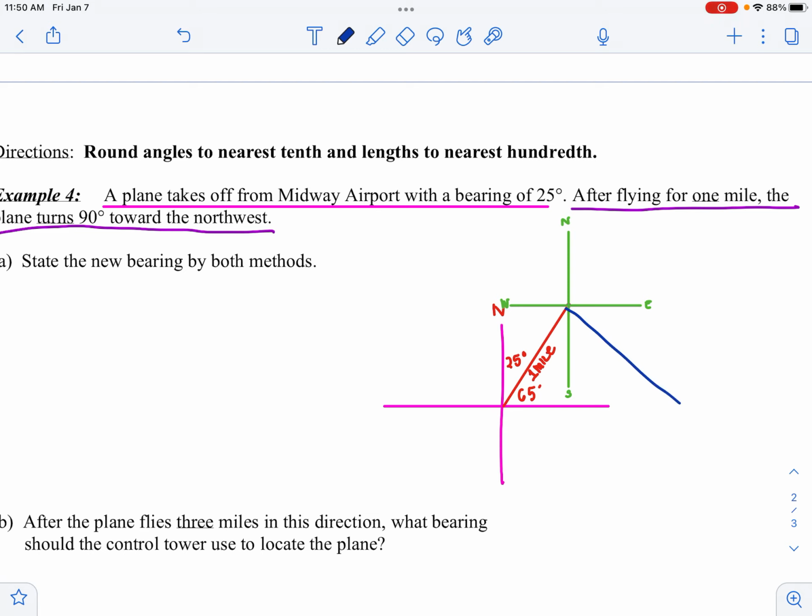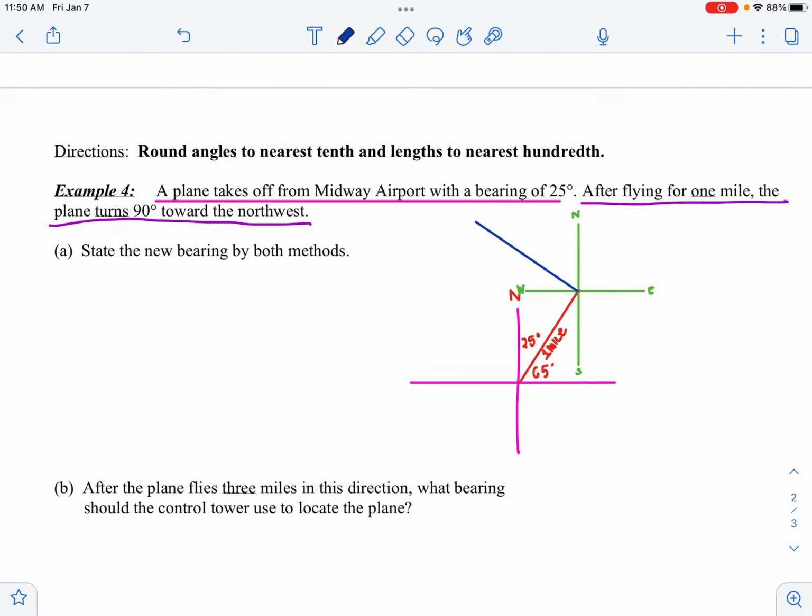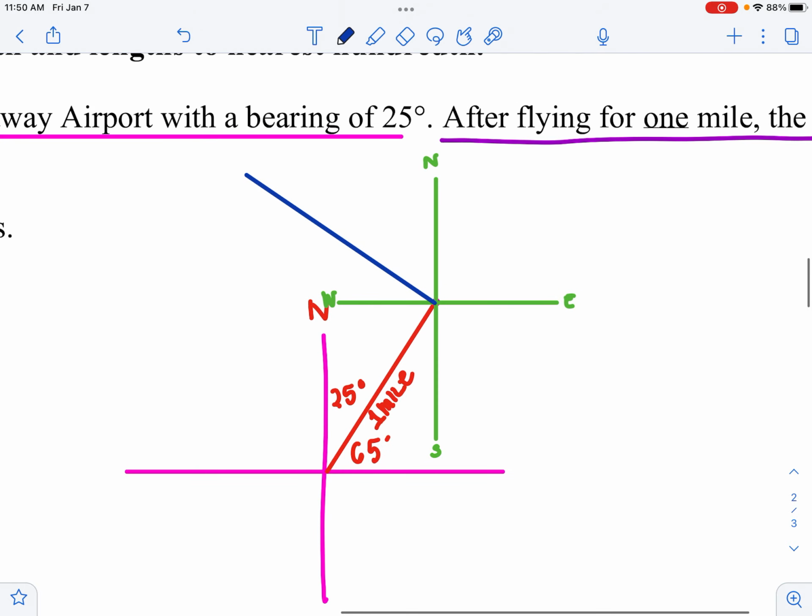How do I know it's this way and not this 90-degree angle? Because it said towards the northwest. If it said southeast, then I would go that direction, but it's northwest. So I'm going to make a 90-degree angle right here. Okay. All right. So the question is state the new bearing.